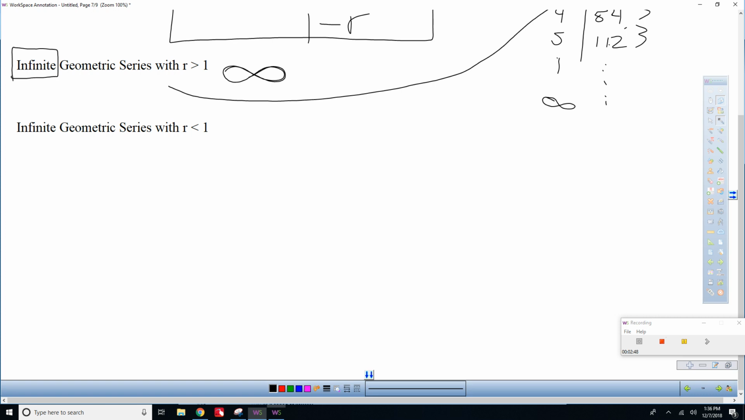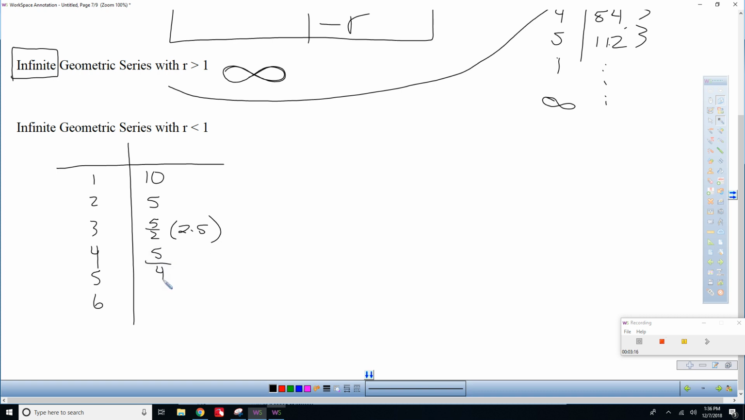But here's the wild one, okay? Let's consider this. Let's start with 10, and then 5. And then 5 halves, which is 2.5. Okay? So then divide that by 2. And you get 5 fourths, which is 1.25. Divide that by 2. And you get 5 eighths, which is 0.675. Divide that by 2. Then you get 5 sixteenths, which is, oh, I need to calculate. It's just 0.3125. Okay, and this goes on forever until you get to infinity.